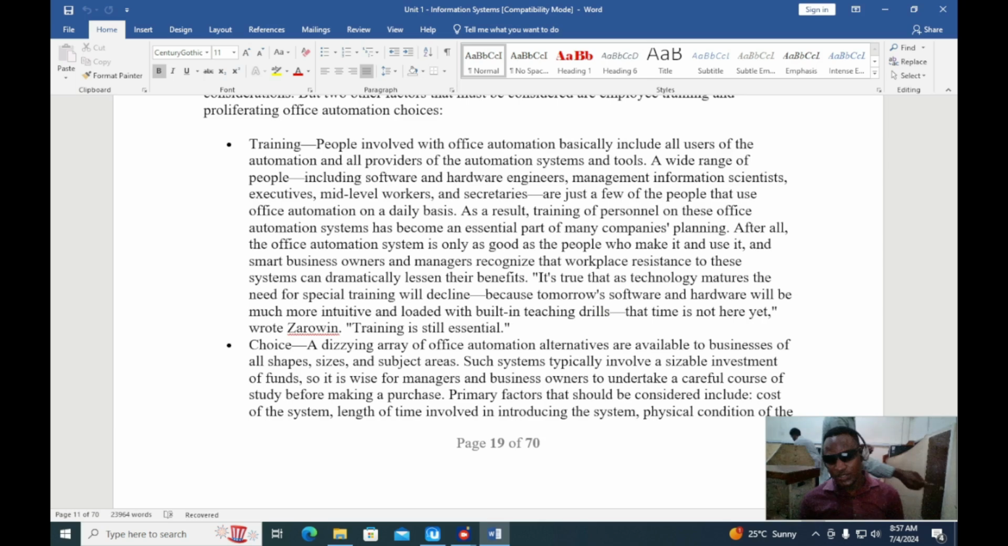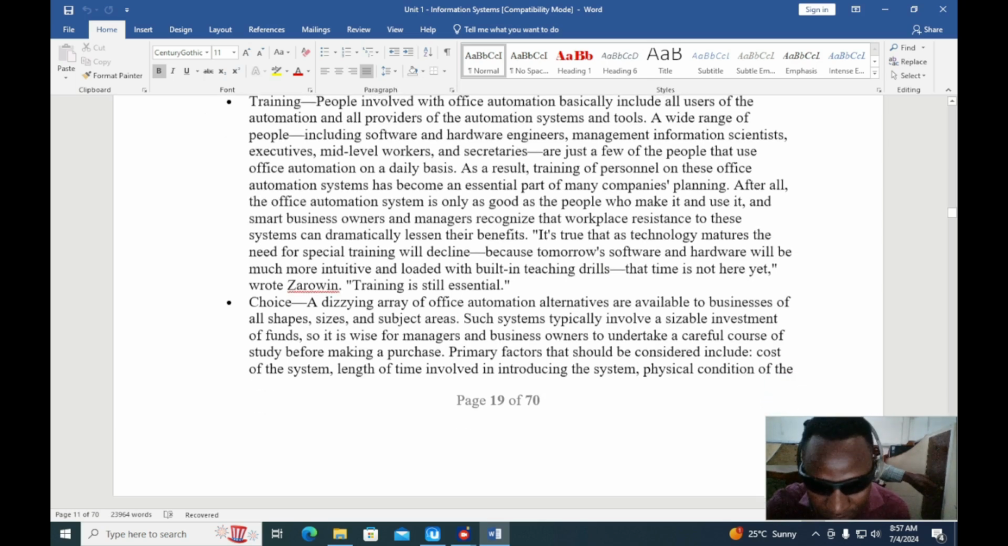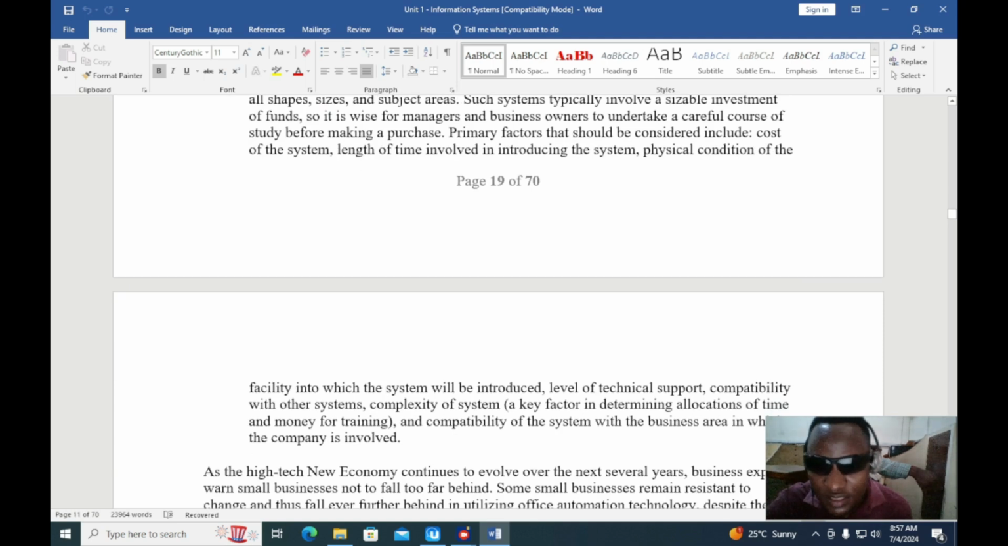There are factors that need to be considered, including the cost of the system, the length of time involved in introducing the particular system, the physical condition of the facility into which the system will be introduced, the level of technical support needed, the compatibility of the system with other systems, and the complexity of the system. These are key factors in determining the allocation of time and even money for training.